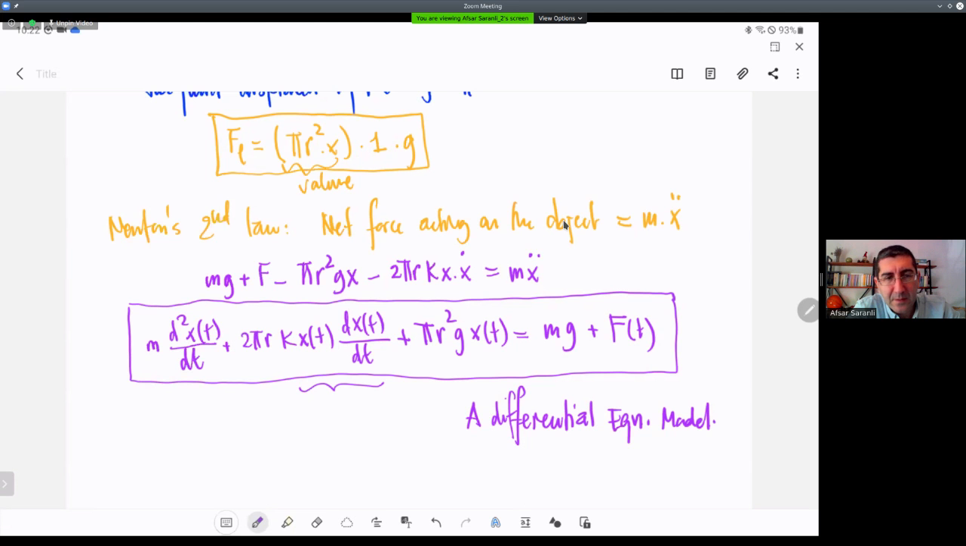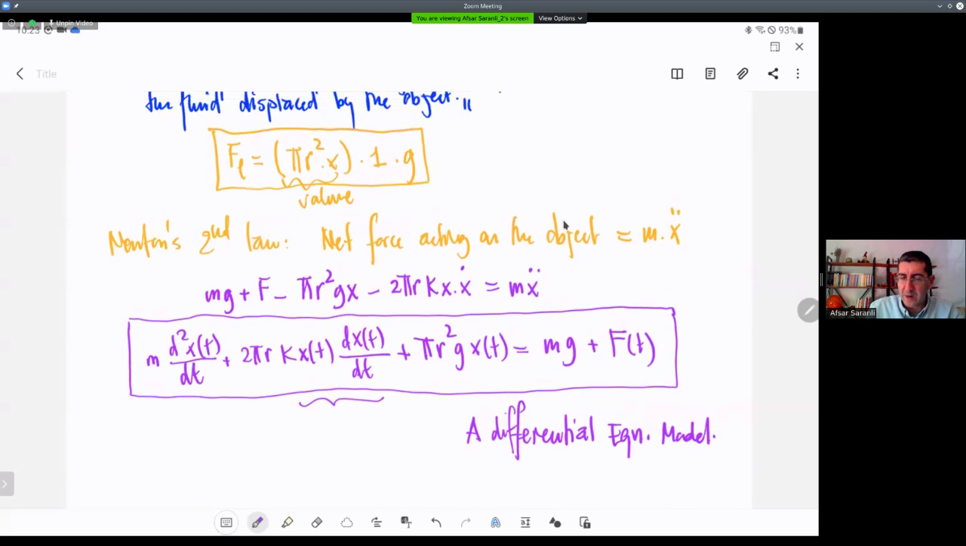Is the nonlinearity due to the x times the first derivative of x term? Yes, I think that causes the nonlinearity, right? Yes. The product of the derivative with the variable itself. All right. Any questions so far?